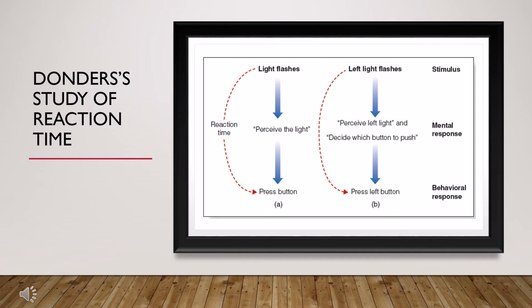And so simple reaction time equals, you press the button when the light appears. Choice reaction time, you press one button for red light and another for blue light. And then the difference would be 1/10 of a second. Very tiny, but it is something that is considered to be measurable.